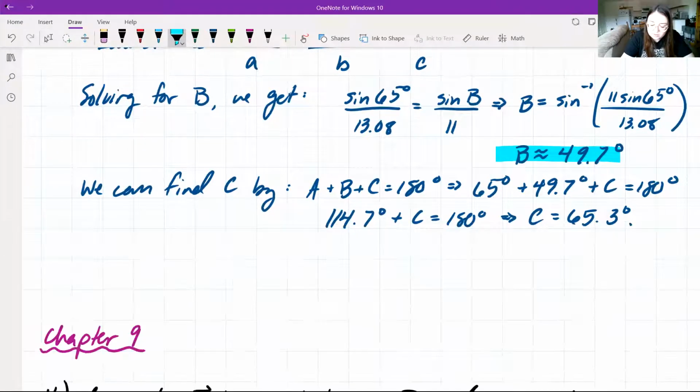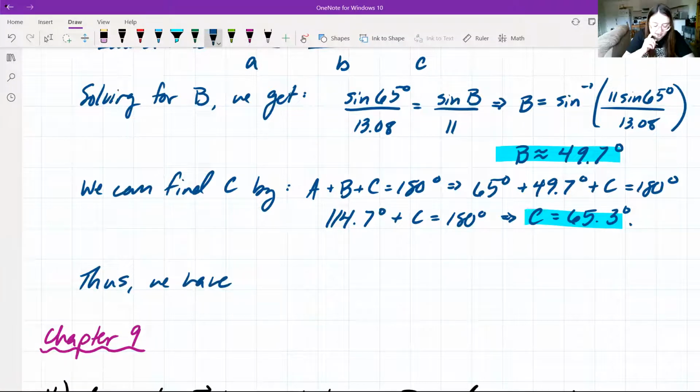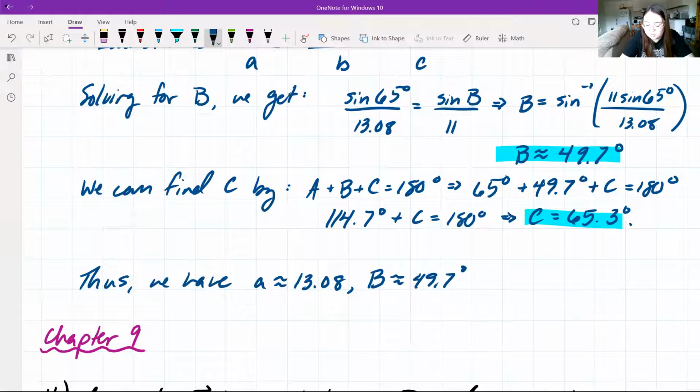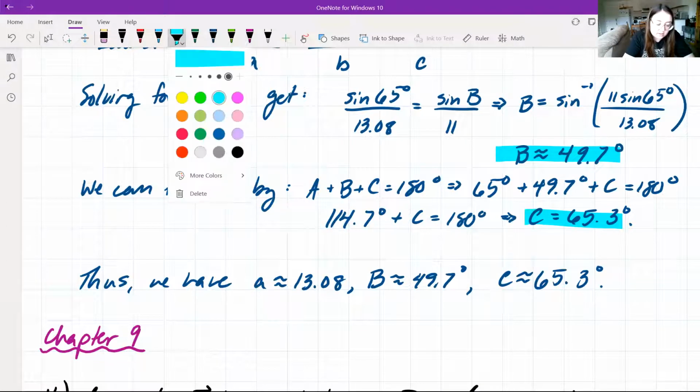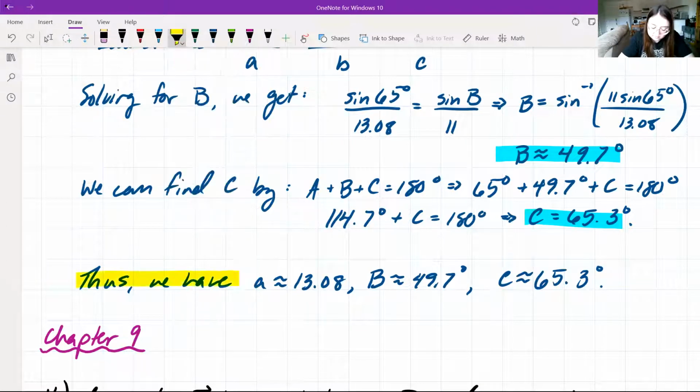So we have all of our values, and now we just want to sum it up. So thus, we have our side length A is equal to 13.08. Our angle B is about 49.7 degrees, and our angle C is about 65.3 degrees. And that there is our answer.